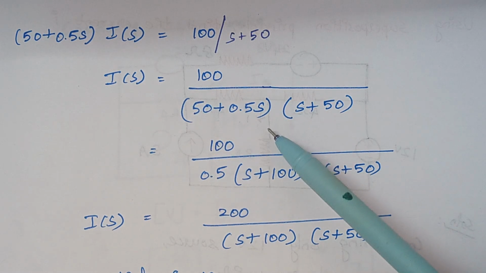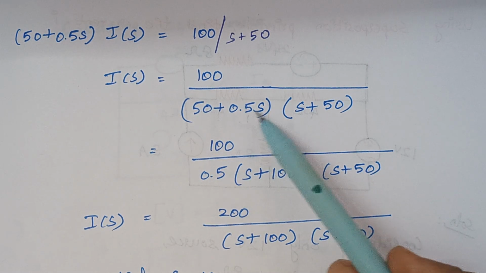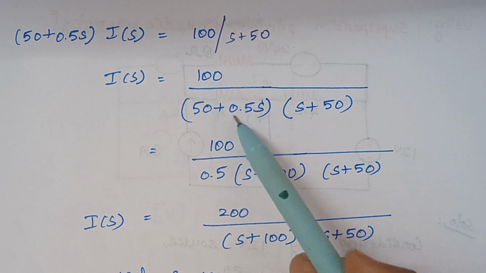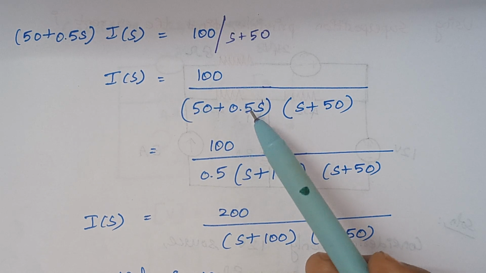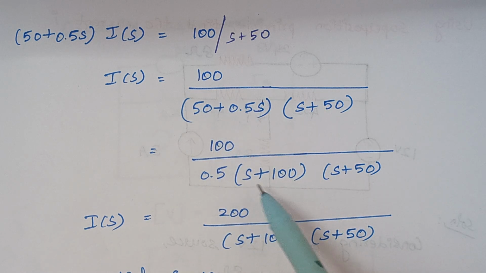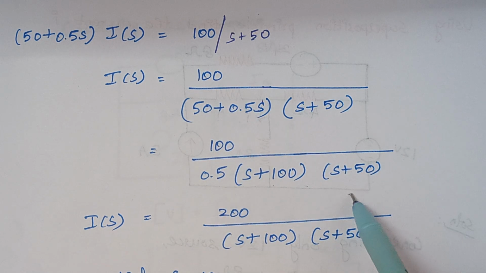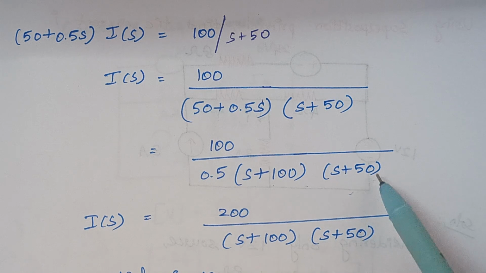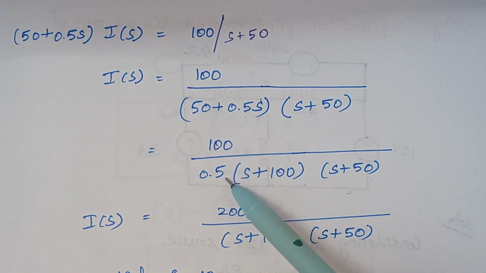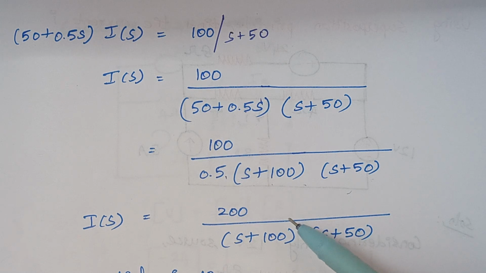So again, as usual, we always need only s plus term, but here we are having 0.5 s, so I am taking this 0.5 outside. So when you take this 0.5 outside, this becomes s plus 100 and this s plus 50 remains here. Now again 100 divided by 0.5 is 200, right? So this is our final expression for our I of s, right?